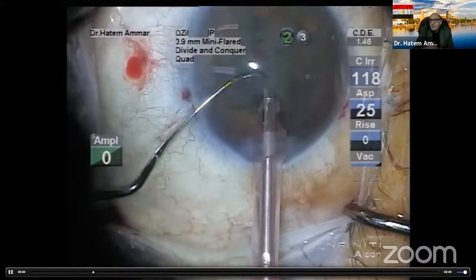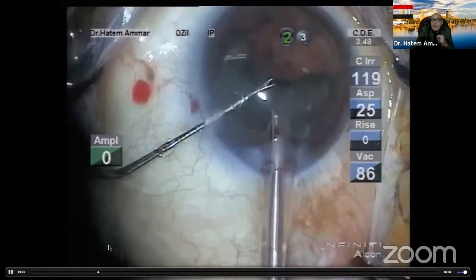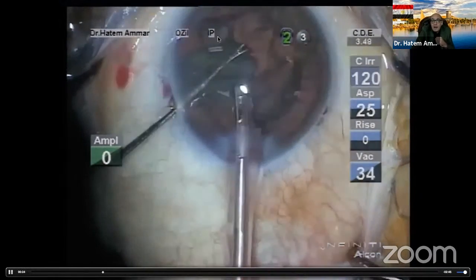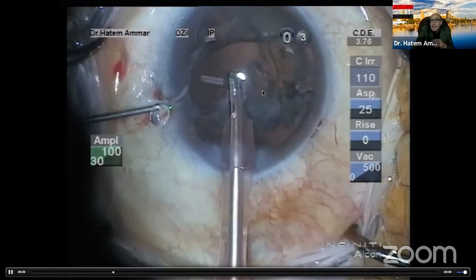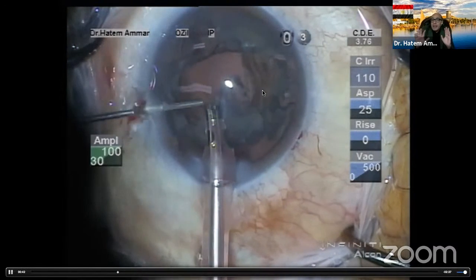I don't know that the posterior capsule is ruptured, but now, as you will see here, a very large opening will appear in this area. It's a very big rupture by mistake. The key: never run away.